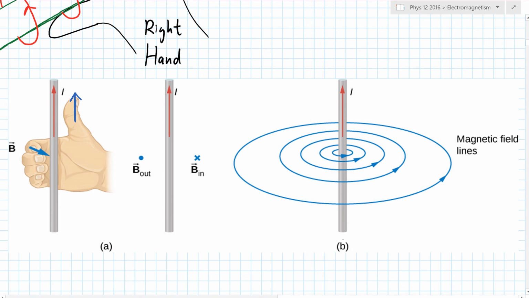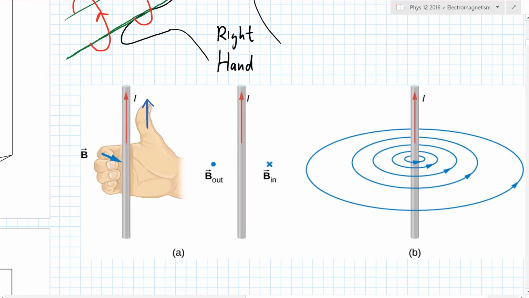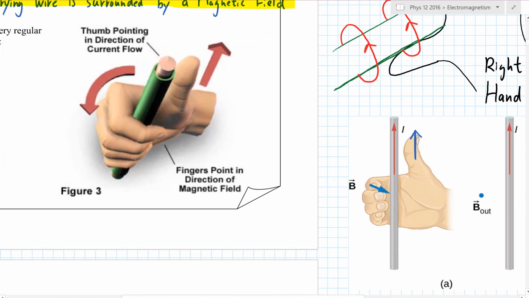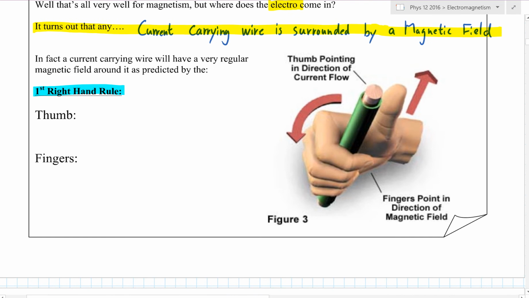So look at picture B. That's the magnetic field going around a current carrying wire. Our thumbs are just telling us which way it goes. Does it go clockwise or does it go counterclockwise? Now, we'll do more exercises. And don't worry, let's write that down first.